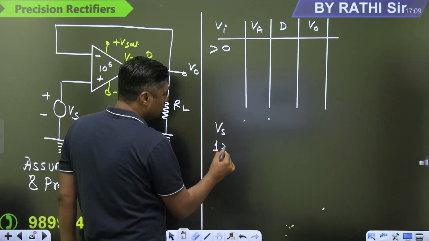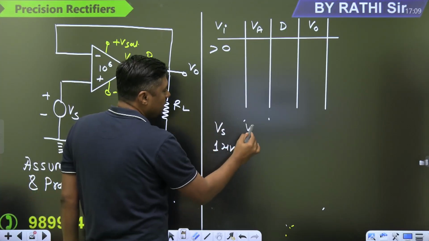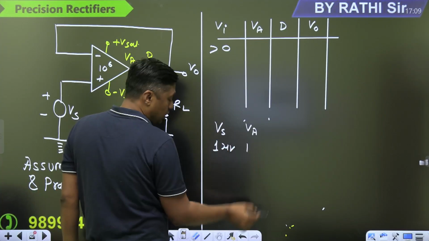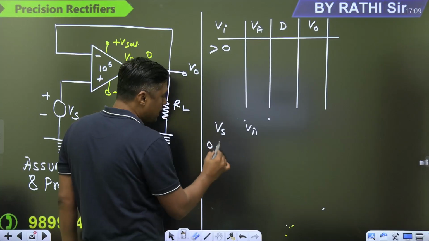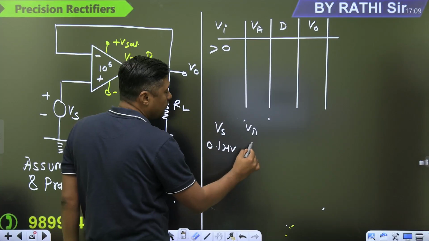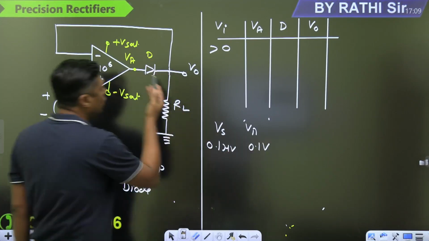1 microvolt. What is the VA? VA will become 1.1. Sorry. The gain is 10 to the power 6. It is increased by 0.1 microvolt. It is increased by what? 0.1 volt. But the diode requires what?